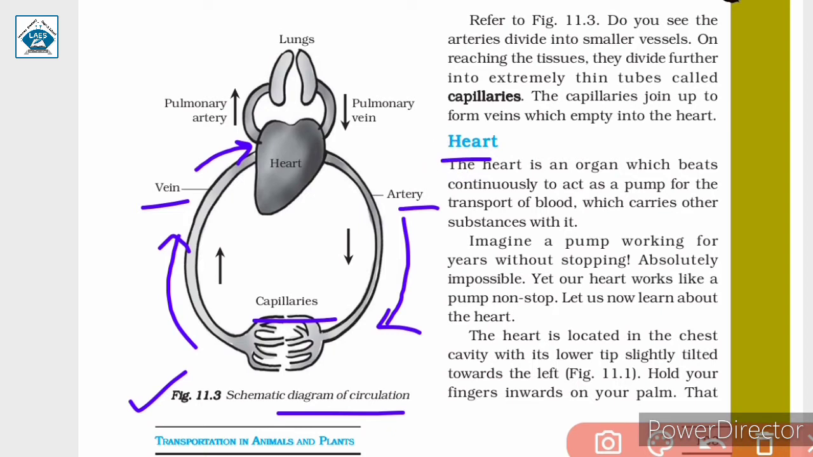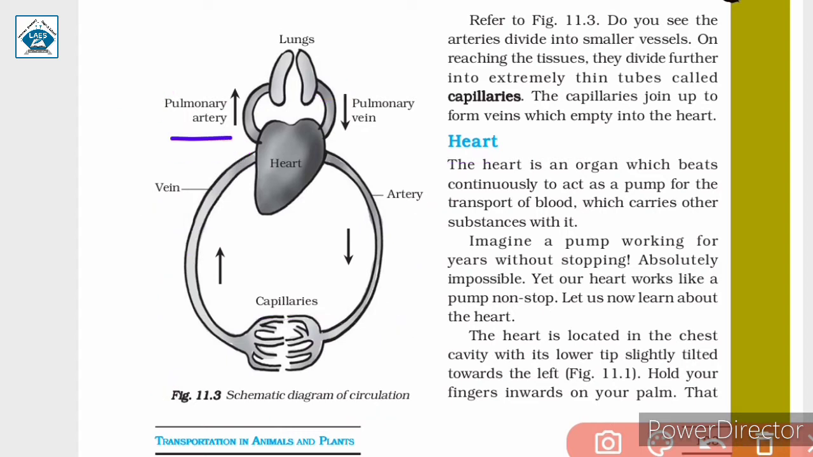Now before discussing the heart, here we have the pulmonary artery and the pulmonary vein. The pulmonary artery is a special blood vessel that connects the heart to the lungs. It takes blood that contains less oxygen, that is, the blood which is rich in carbon dioxide, from the heart to the lungs. Hence, it is unlike all other arteries that carry oxygen rich blood.